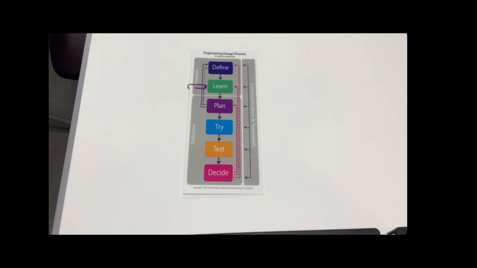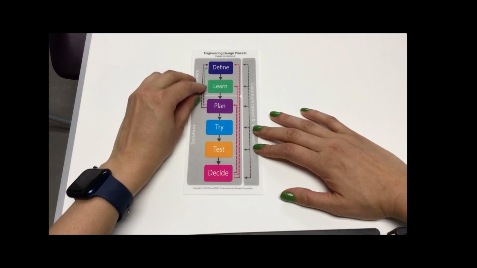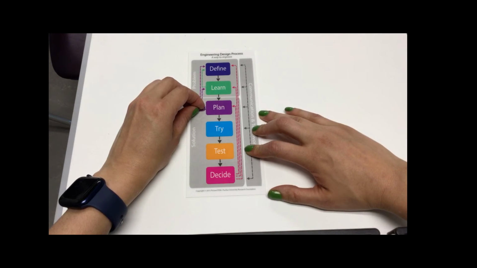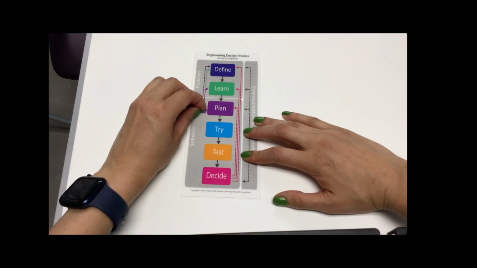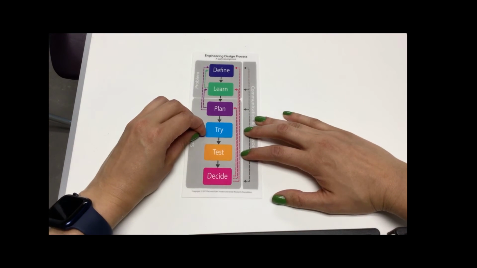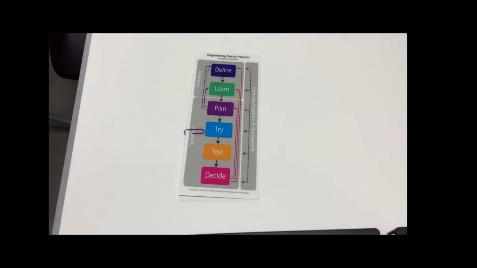Once they have more information about the problem, they can redo their plan with this information. And then come back again to the try phase. In this way, the teams can use the engineering design process slider throughout all the lessons.